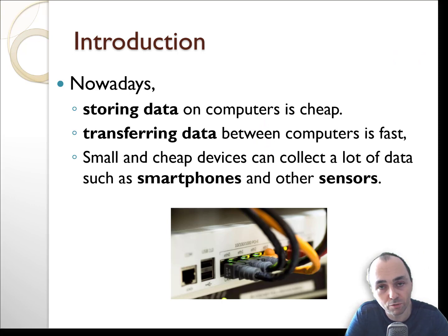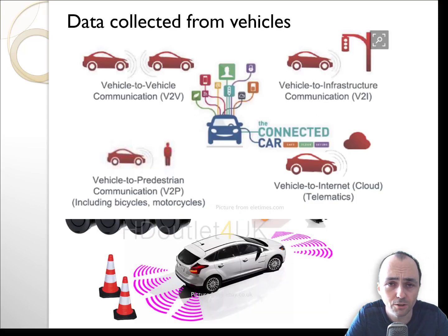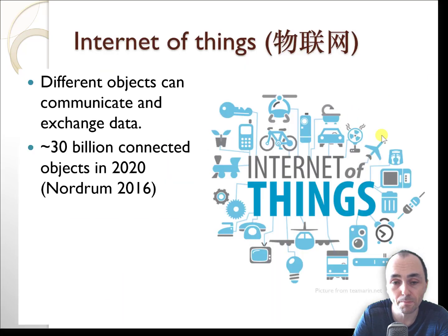For example, most of you have smartphones. The smartphones can collect a lot of data. They have a lot of sensors, and they can send and receive, or you can take pictures and so on. So nowadays we have more and more data. Here I give you a few examples. In the future, more and more we'll have vehicles, like cars, that can send data to each other, to the traffic light, or to the cloud. These are the connected cars.